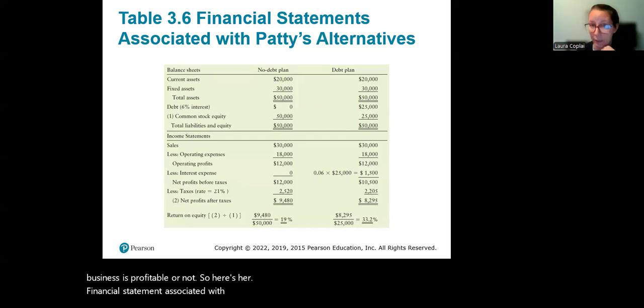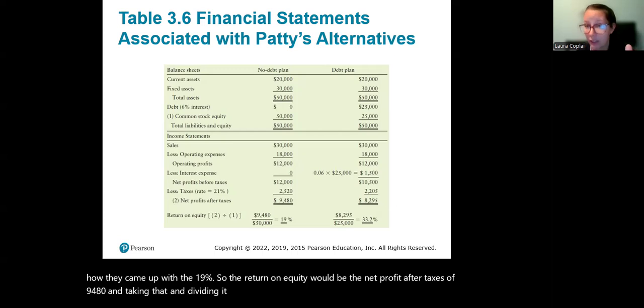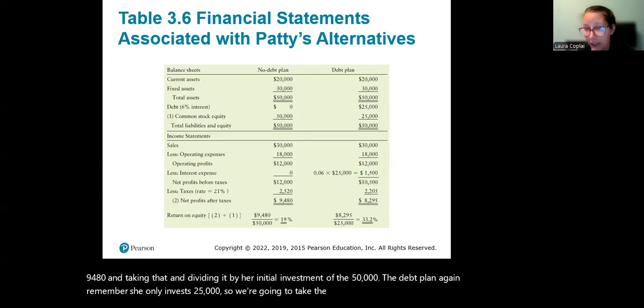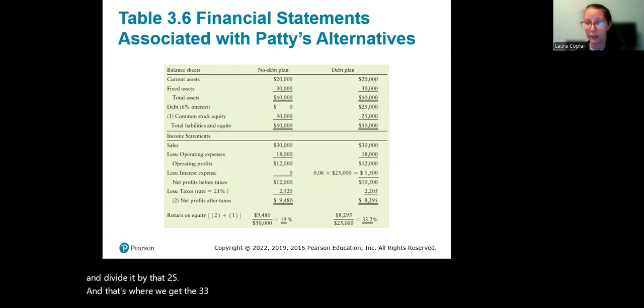So here's her financial statement associated with her alternatives. If we look at the no debt plan, we can see how they came up with the 19%. The return on equity would be the net profit after taxes of $9,480 divided by her initial investment of $50,000. For the debt plan, again, remember, she only invests $25,000. So we take the net profit after taxes, the $8,295, and divide it by that $25,000. And that's where we get the 33.2%.